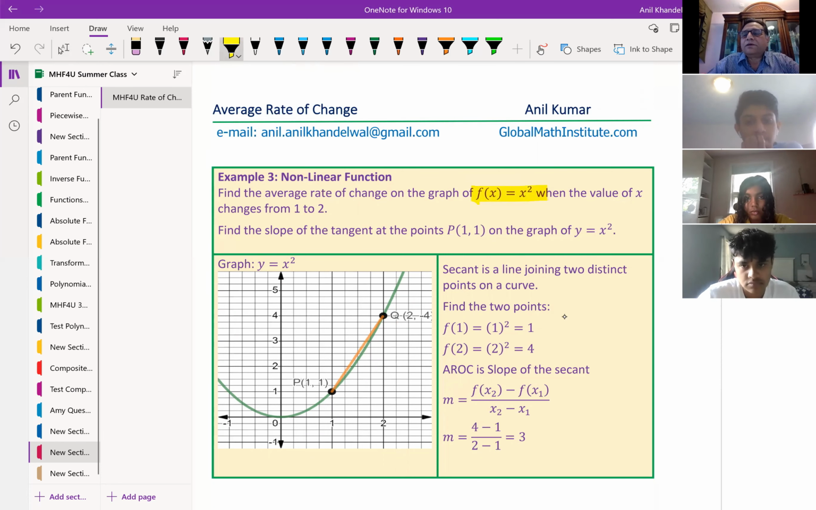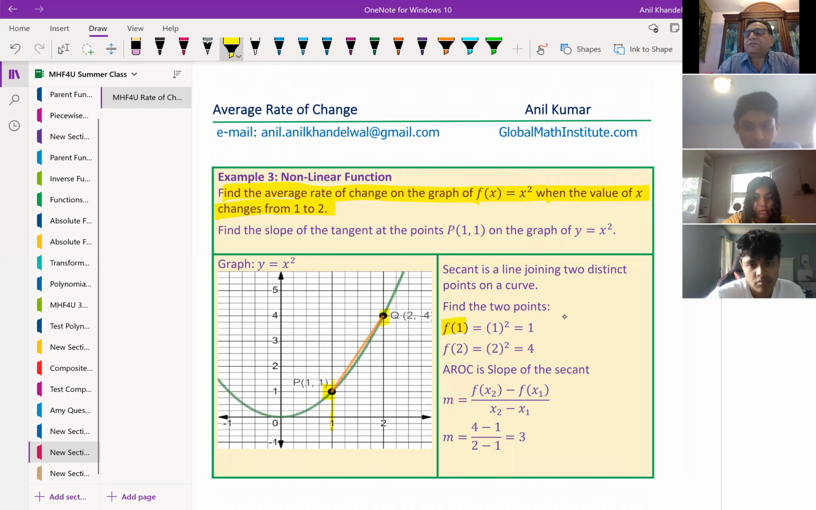As we discussed earlier, a non-linear function will have a different rate of change at different points, correct? How do we find the rate of change between any 2 points? So the question here is, find the average rate of change of this graph when x changes from 1 to 2. That means at 1, we'll pick up what the value is.